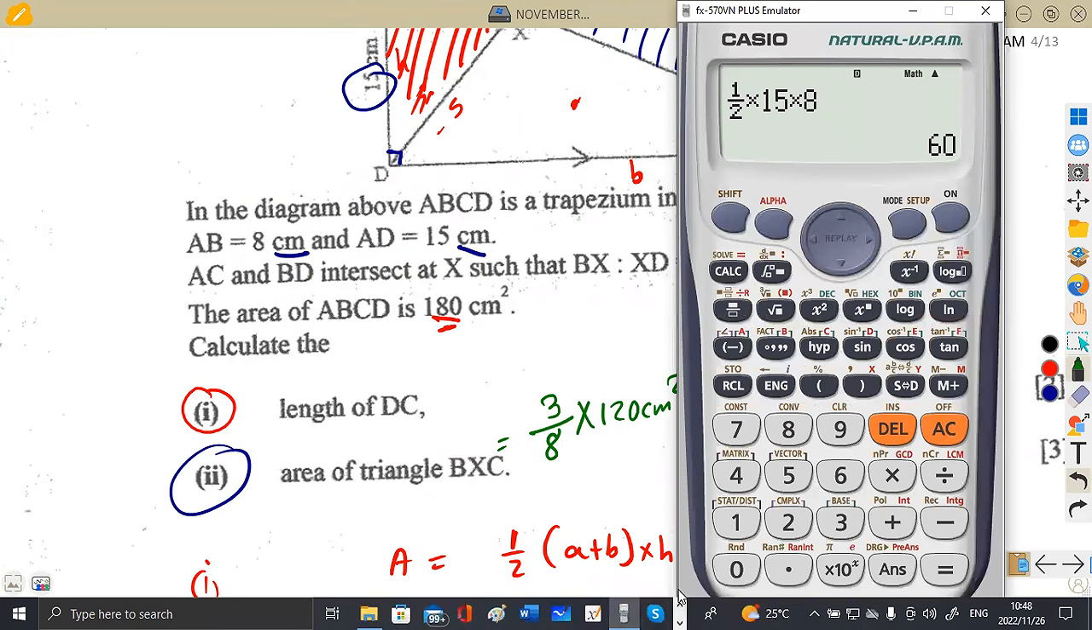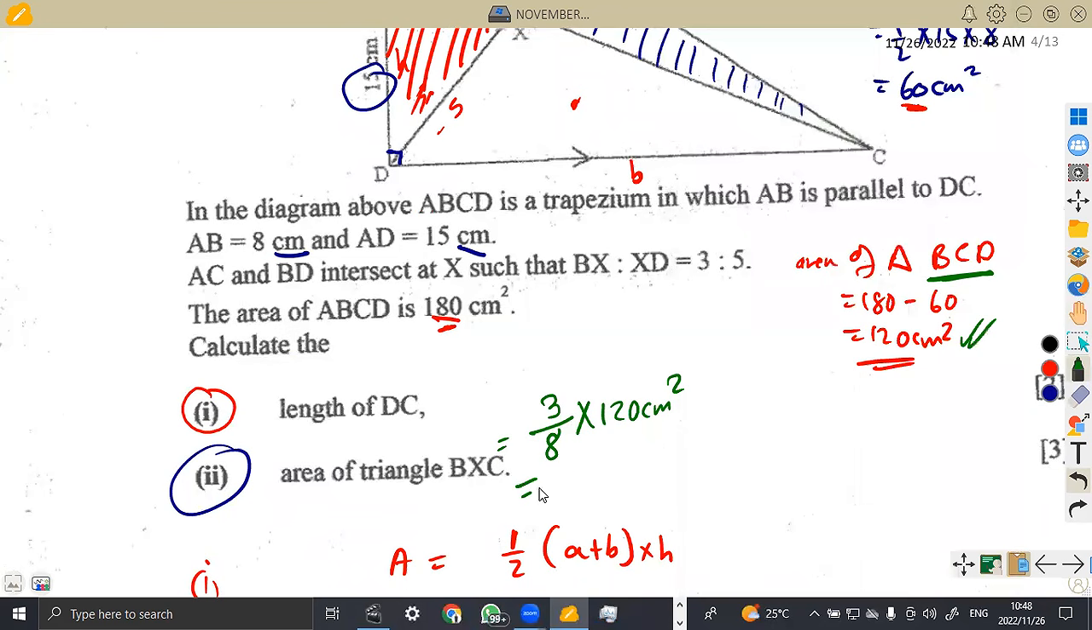Sorry, I actually opened something by mistake here. So it's actually 3 over 8 multiplied by 120. 3 over 8 by 120, that is 45. So this area is going to be 45 square centimeters. That is the area of triangle BXC.